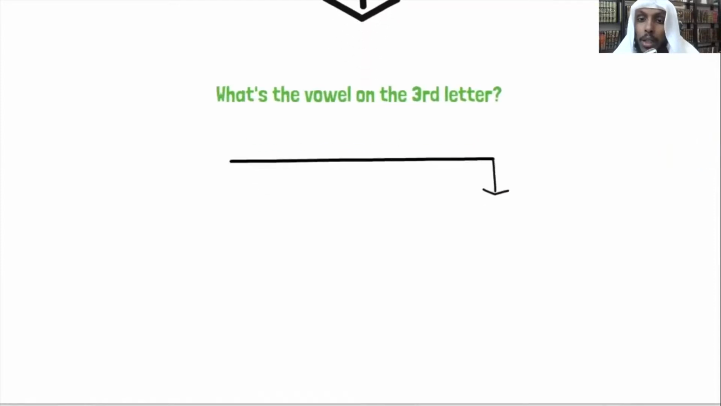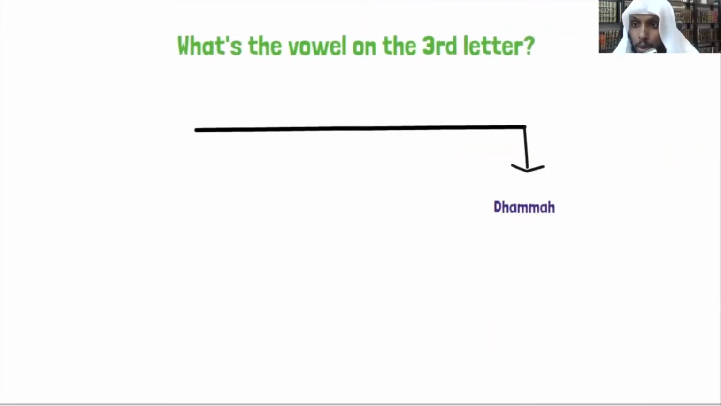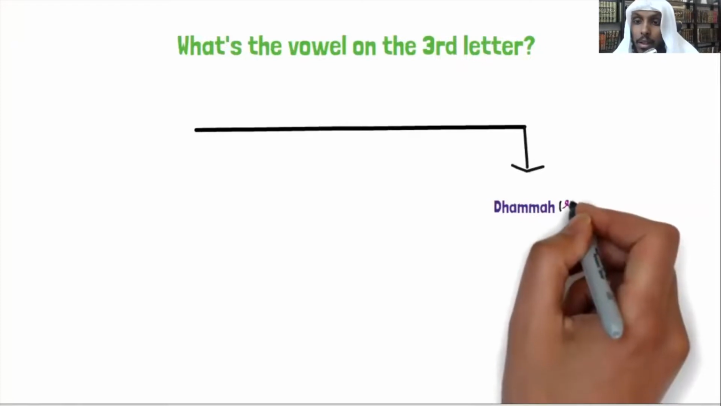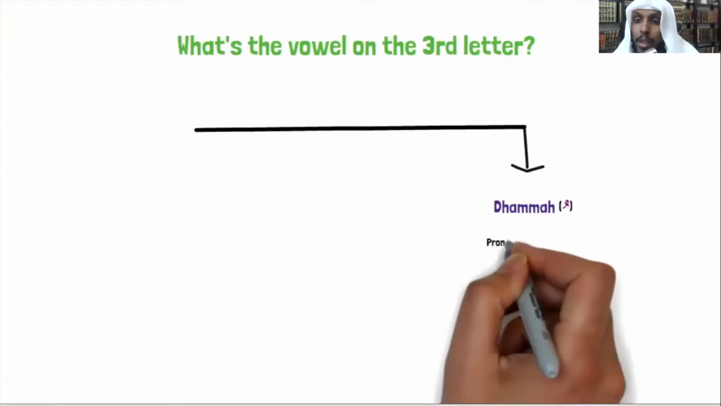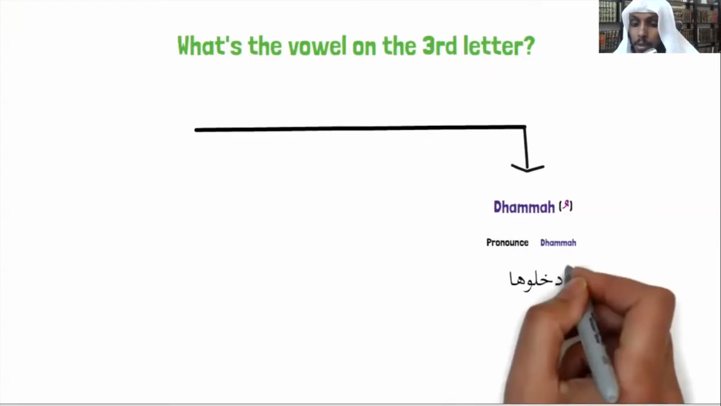So example number one, if the third letter has a dhamma. If the third letter has what? A dhamma. Then we pronounce a dhamma. Okay, pretty straightforward. The third letter has a dhamma, Hamzatul Wasl becomes a dhamma.